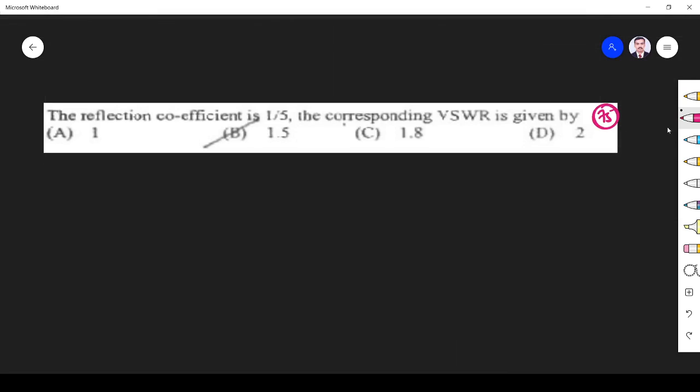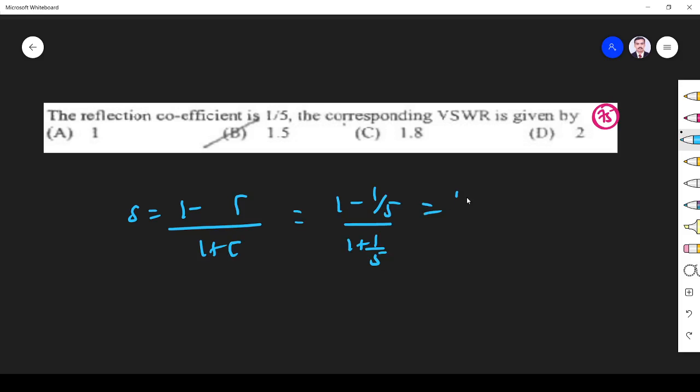What is VSWR? We know VSWR is equal to 1 minus gamma divided by 1 plus gamma. 1 minus 1 by 5 divided by 1 plus 1 by 5. 4 by 5, this is 6 by 5. Right? Sorry, S is equal to 1 plus gamma divided by 1 minus gamma.